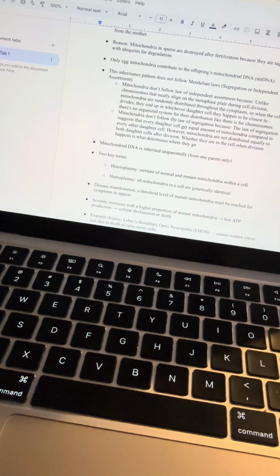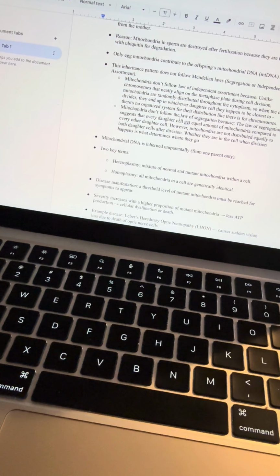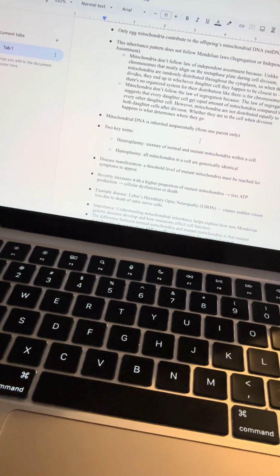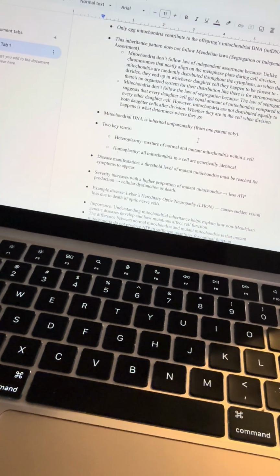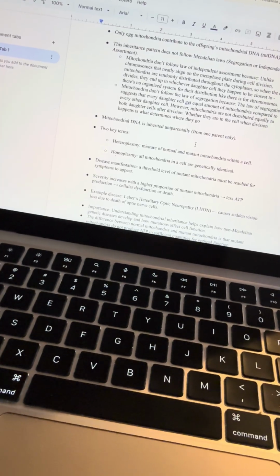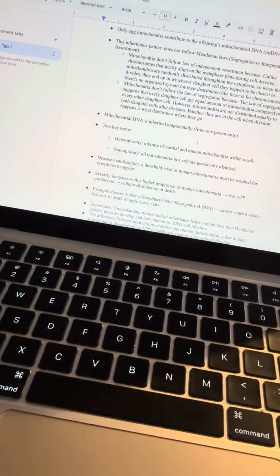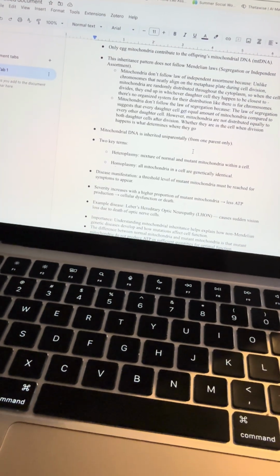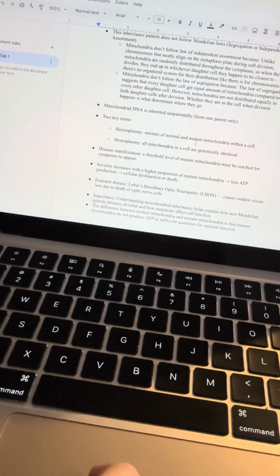Mitochondria don't follow the law of segregation because the law of segregation suggests that every daughter cell gets an equal amount of mitochondria compared to every other daughter cell. However, mitochondria are not distributed equally to both daughter cells after division. Whether they are in the cell when division happens is what determines where they go. Mitochondrial DNA is inherited uniparentally, from one parent only.